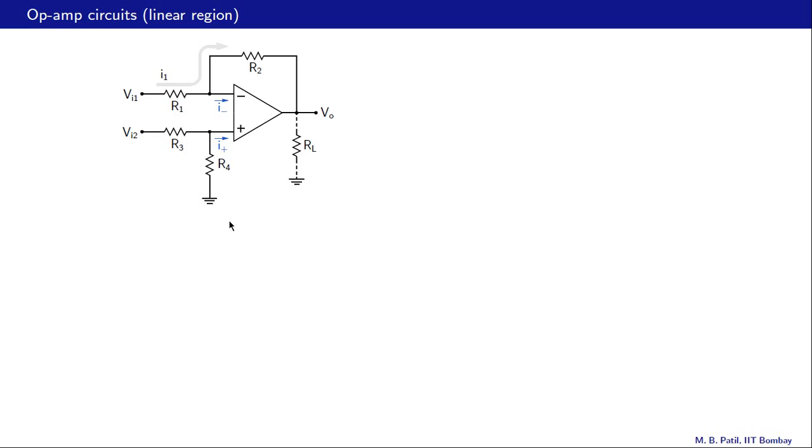Okay, let us now try to analyze this circuit, and we will assume that the op amp is operating in the linear region. There are two ways of doing it. Method 1: the input resistance of the op amp is very large, so therefore I plus is 0, and therefore we can write V plus using voltage division. So V plus would be R4 divided by R3 plus R4 times VI2, like that.